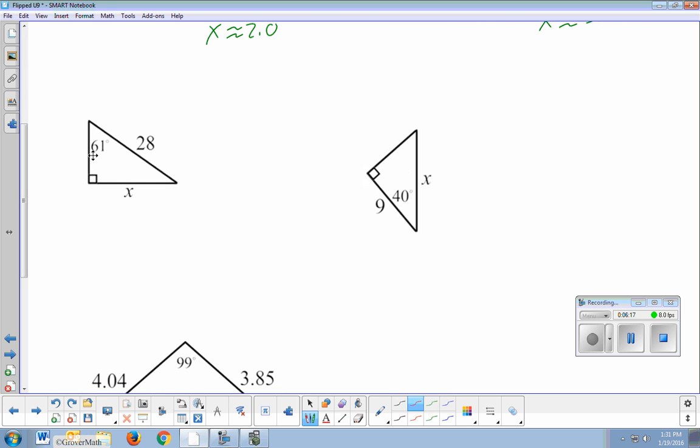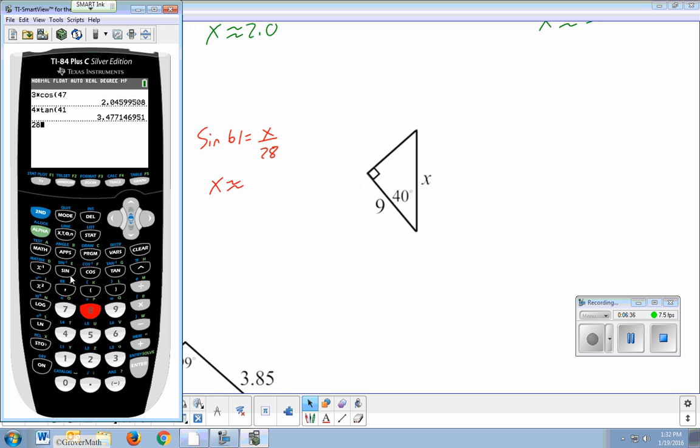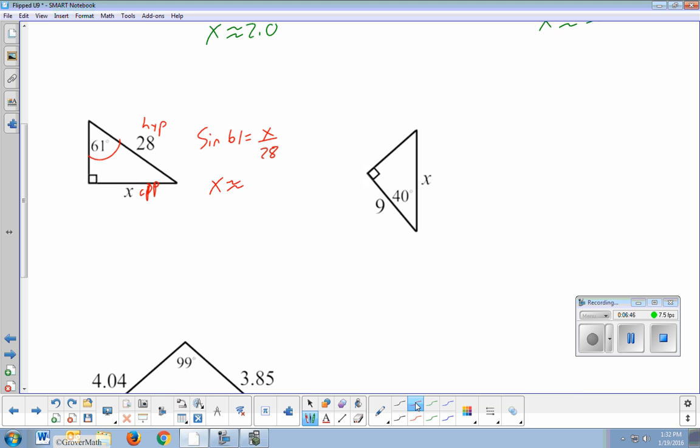Let's do this one from 61's perspective. This is opposite. This is the hypotenuse. And so that is the sine function that uses those. Sine 61 is x over 28. A little cross multiplication, I get 28 times sine 61. You don't really have to hit the times button before it, because when things are up against each other, it means multiplication. 24.5. Again, does that make sense? Well, it's less than the hypotenuse, so that's good. 24.5. Okay, how about this one?